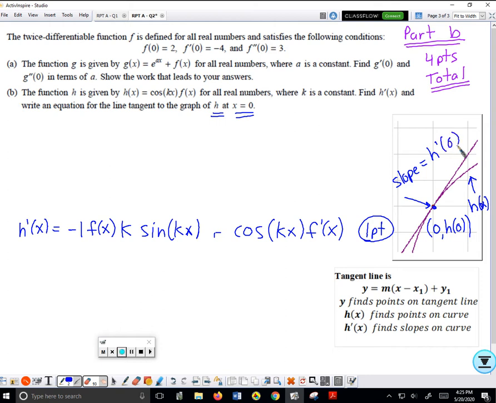So I use my formula right here for h. I go find h when x is 0. This is where I needed that. You can use your calculator or just use the chart I gave you that shows that the cosine of 0 is 1. F of 0 is 2, hence 2. So I found this. This is 0, 2.